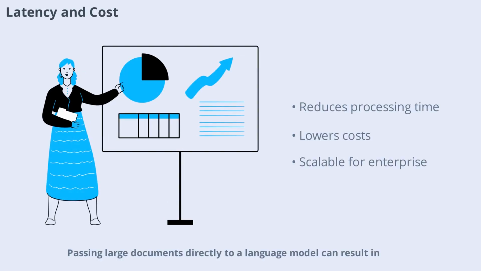Passing large documents directly to a language model can result in high latency and increased costs due to token limits and processing time. Chunking and efficient retrieval minimize these issues by ensuring only the necessary information is processed. This makes RAG systems scalable and cost-effective for enterprise use.